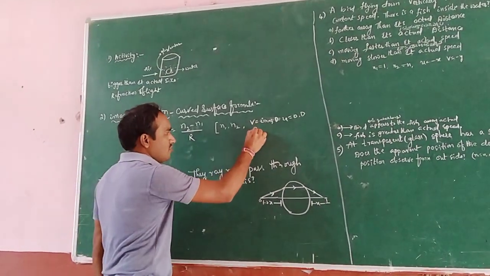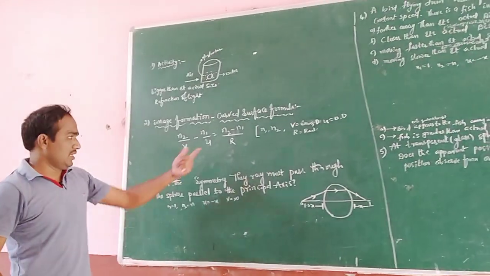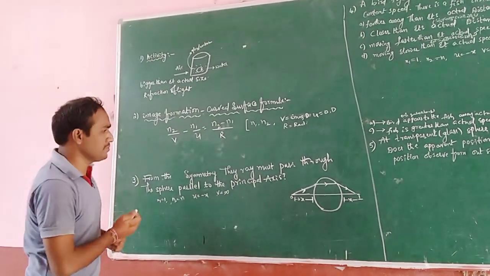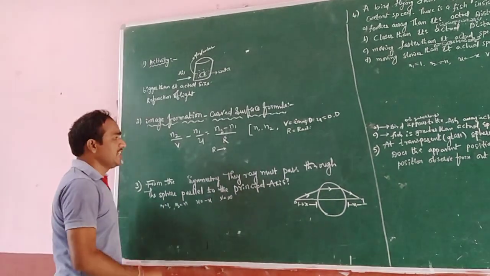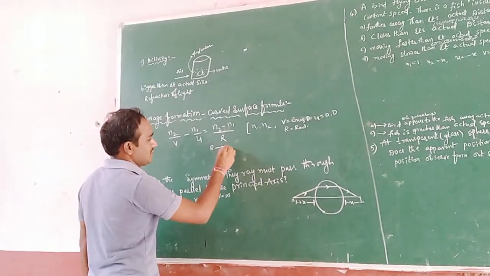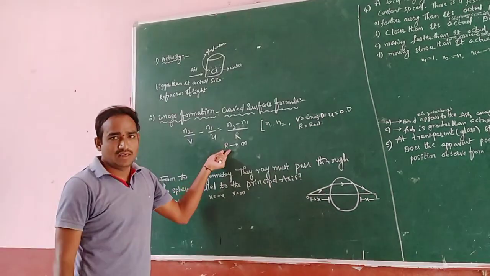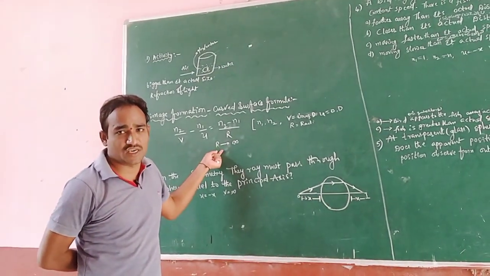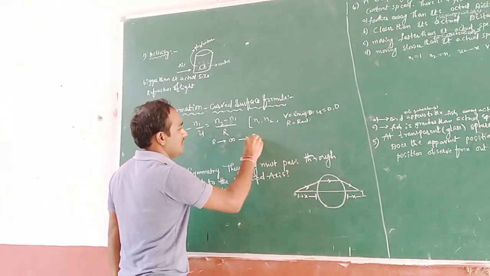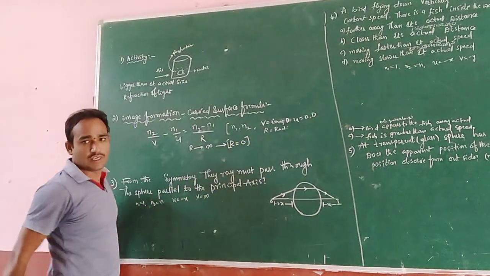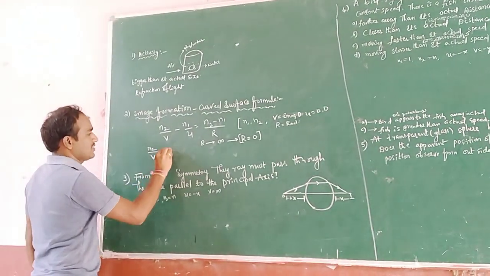And R is equal to the radius of curvature. In this case, the r value approaches infinity distance, so we can write r is infinity. Then r becomes 0. Then we have to substitute here: n2 divided by v minus n1 divided by u is equal to n2 minus n1 divided by r.